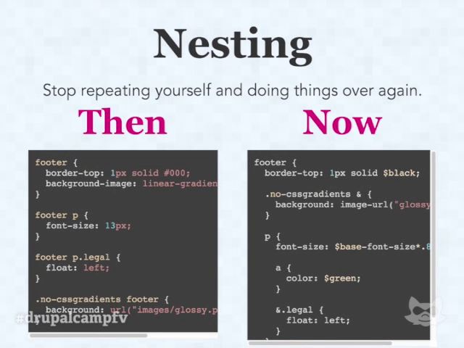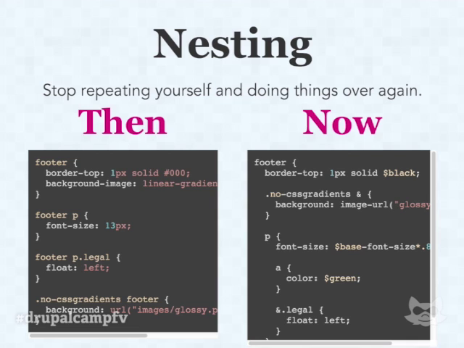Nesting is another really cool feature. And in the examples here, I'm showing a few different things. Let me know if you can't quite see the examples and I can zoom in. So I used to do it this way, where I would put some declarations on my footer, then the paragraphs inside the footer, and then the paragraph with the class of legal inside of the footer. And then I'm also showing here an example of, say I'm using Modernizr as a front-end tool to detect a browser that doesn't support CSS gradients and providing a fallback image.